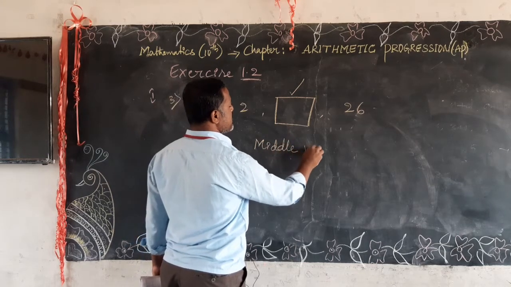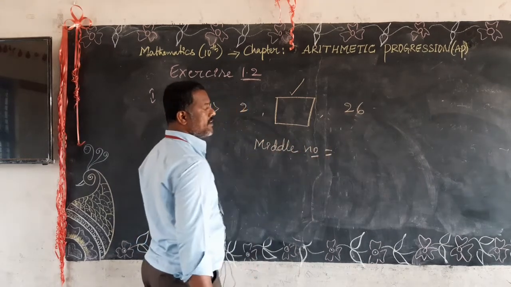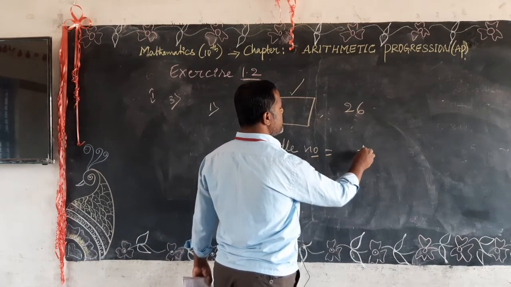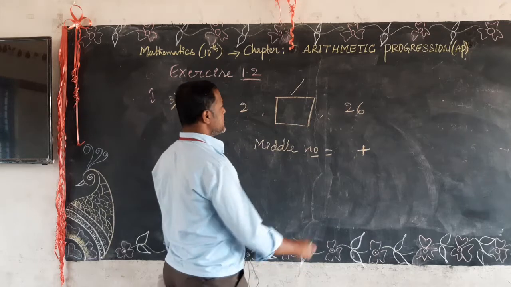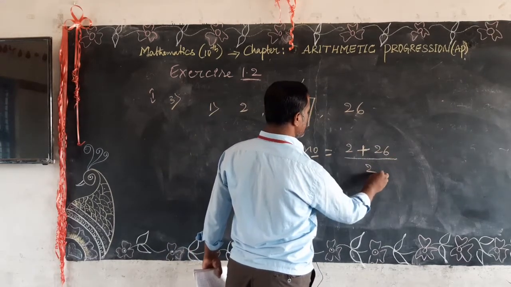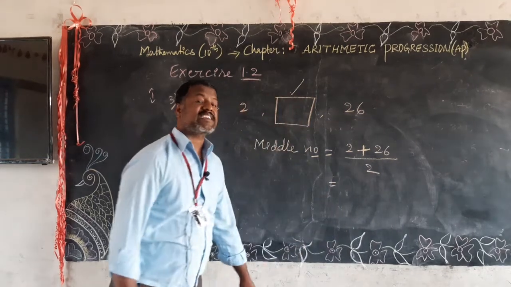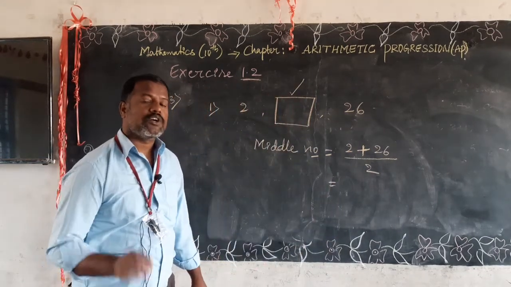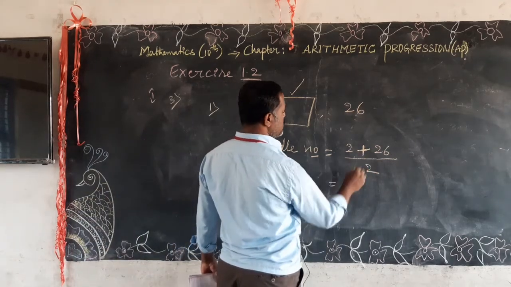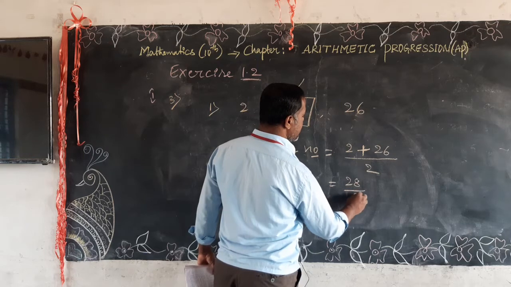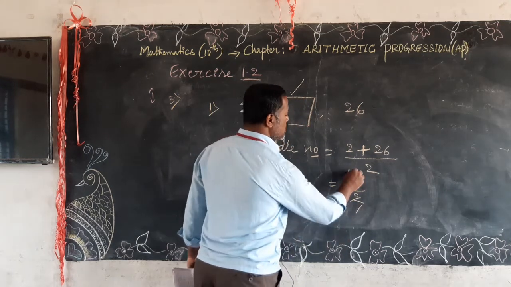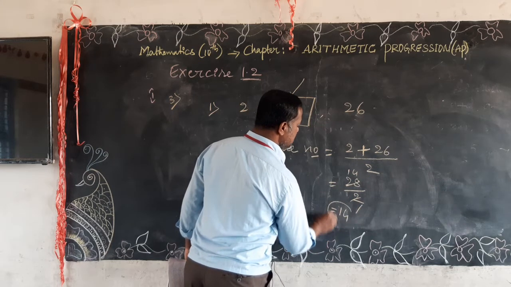The formula for finding the middle number is the sum of extremes, that is 2 plus 26 divided by 2. Sum of extremes divided by 2. 26 plus 2 is 28, divided by 2. 2 ones are 2, 2 fours are 8. What is that number? 14.